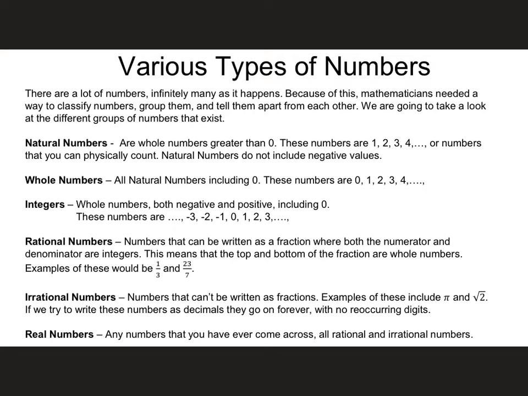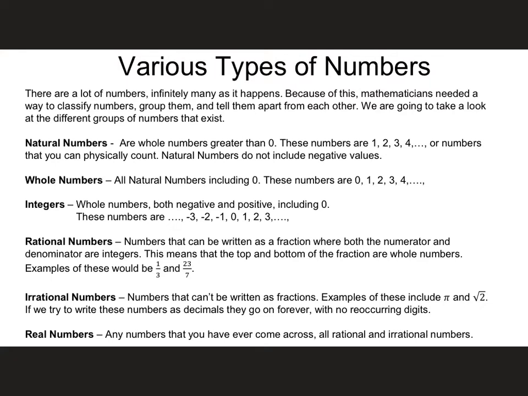Let's begin with natural numbers. Natural numbers are simply whole numbers that are greater than 0. These numbers are 1, 2, 3, 4, or any number that you can physically count. Natural numbers do not include negative values. Whole numbers are all natural numbers including 0. These numbers are 0, 1, 2, 3, 4, and so forth.